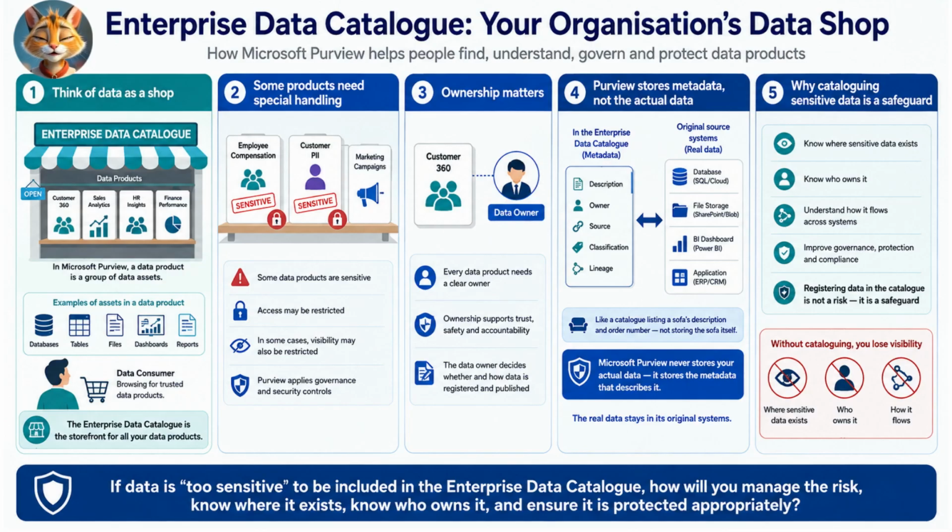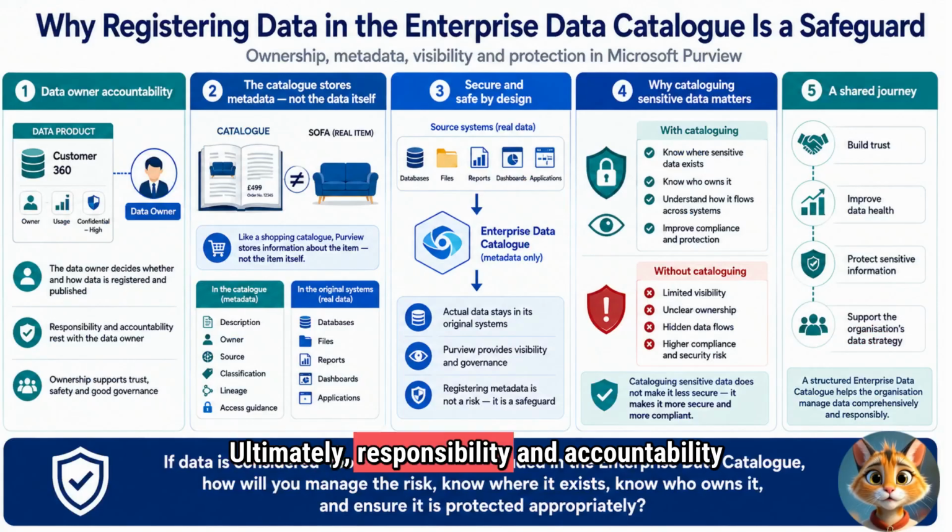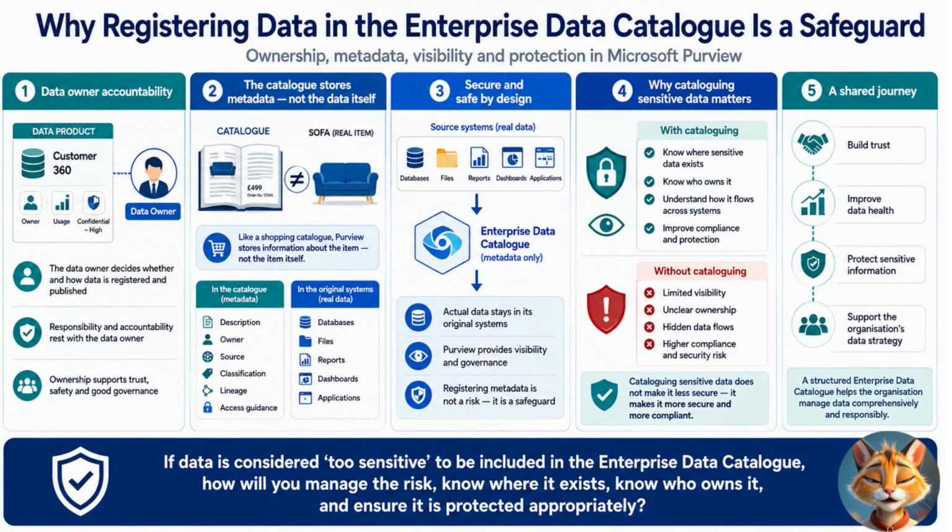Don't worry, we have solutions for these scenarios through governance and security controls in Purview. An enterprise data catalog isn't just about listing data, it's about ownership. All data needs a clear owner to ensure it's managed, trusted, and safe for use. Ultimately, responsibility and accountability rest with the data owner to decide whether and how their data is registered and published within the Enterprise Data Catalogue.